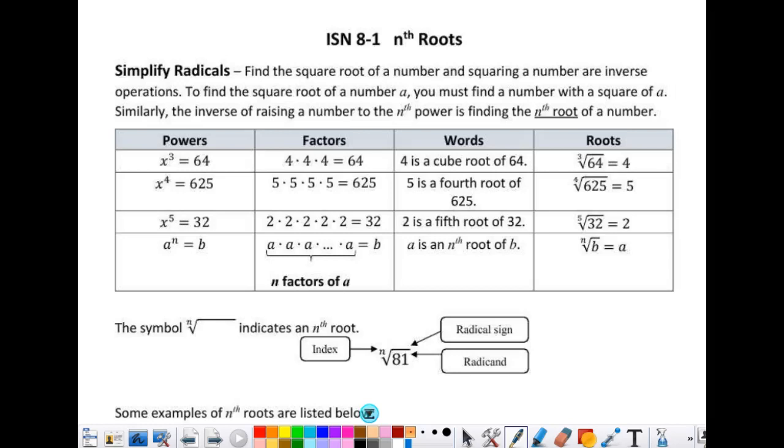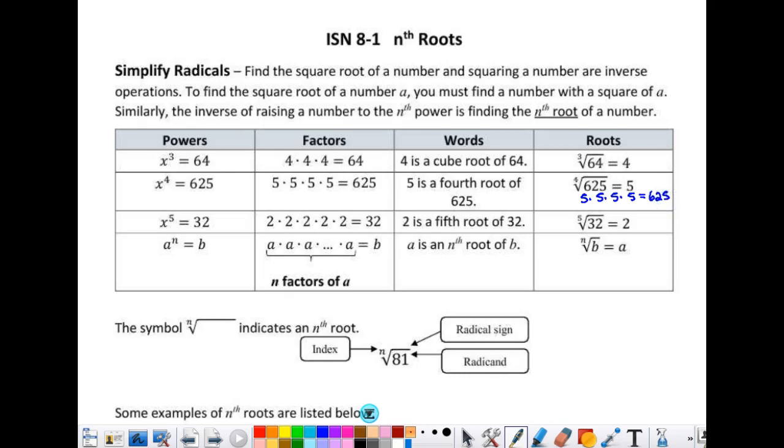Okay, so what we're doing today is nth roots. Nth roots means any root. It could be you have a third root. It could be you have a square root. It could be a fourth root. So for instance, if 5 times 5 times 5 times 5 is 625, then the fourth root of 625 is 5, because 5 times 5 times 5 times 5 is 625.